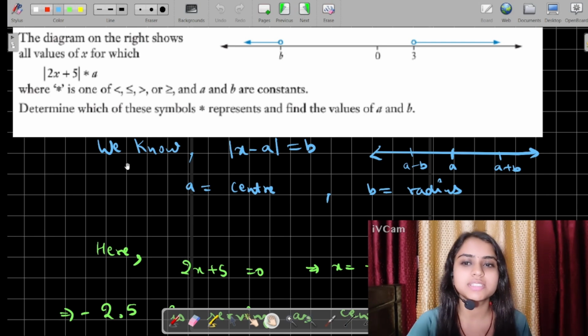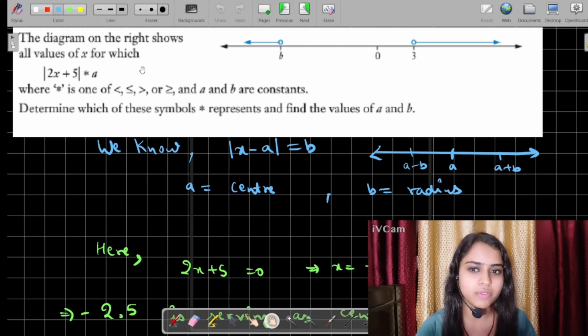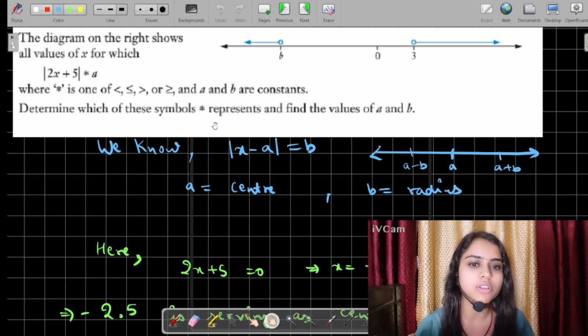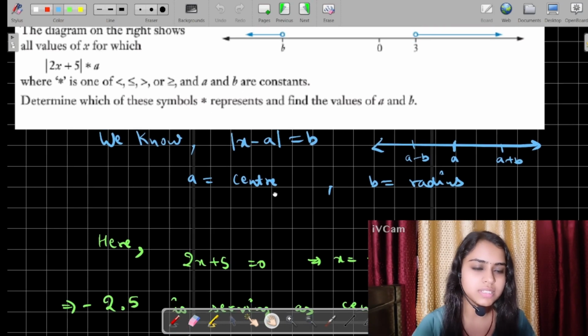Okay, so this problem, let's just read this question. The diagram on the right shows all the values of x for which modulus of 2x plus 5 star a. So basically we need to find the symbol star. It can be among these, and the unknown constants a and b. So let's see how it goes.